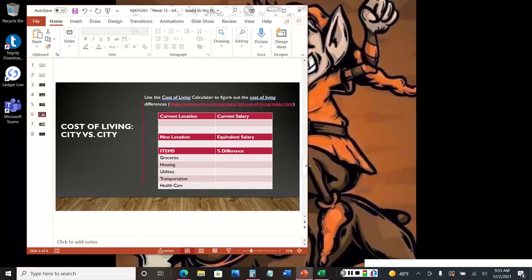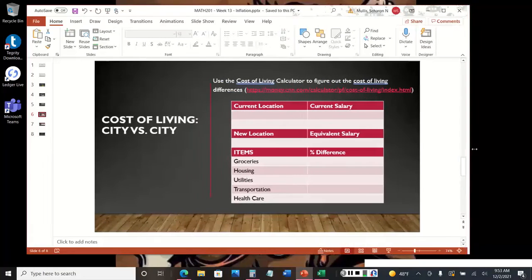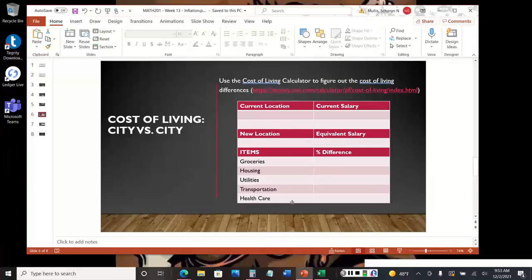Since we calculated CPI and we calculated the inflation rate, I wanted to show you how it's used in the real world, how you can use those calculations if you wanted to spend time using them. So first thing we're going to do, we're going to use the cost of living calculator to figure out the cost of living differences.